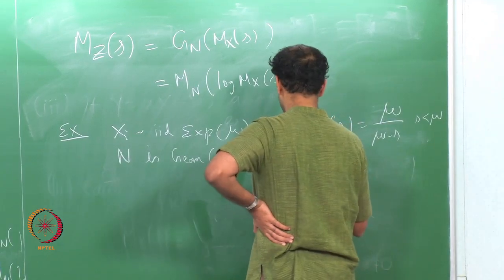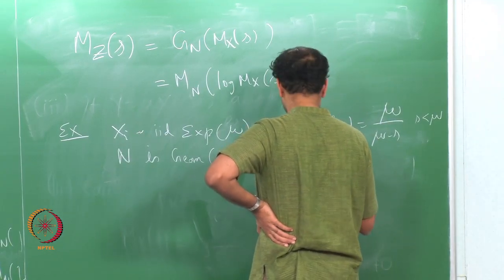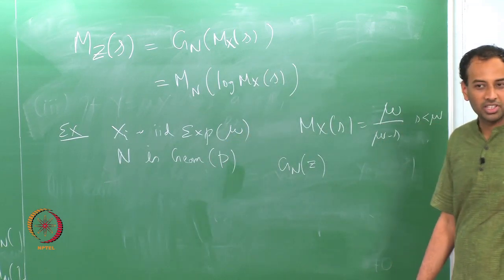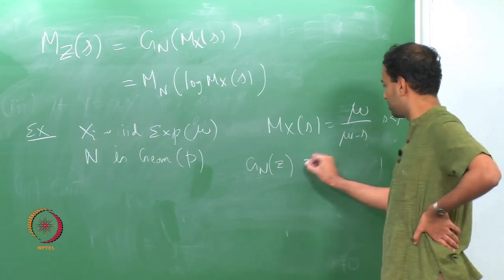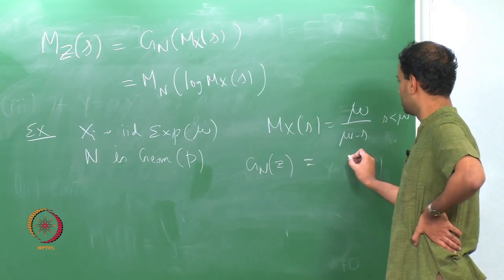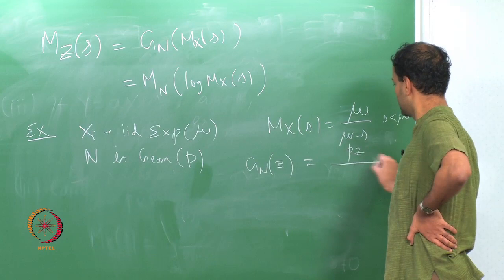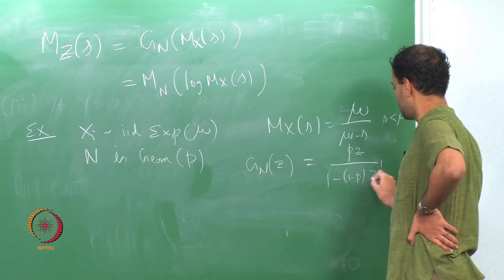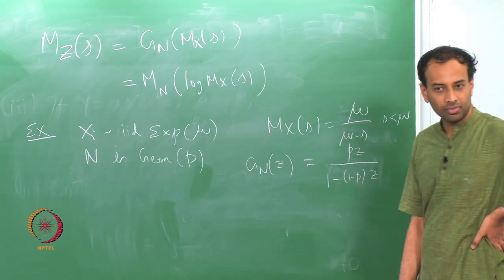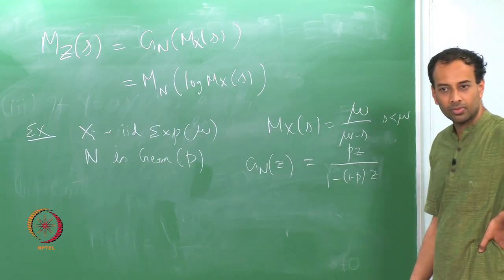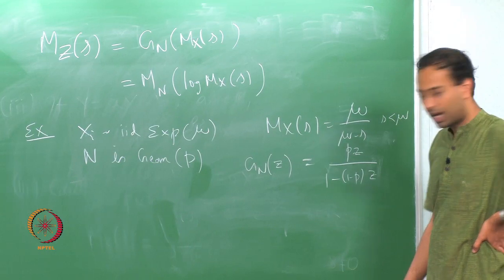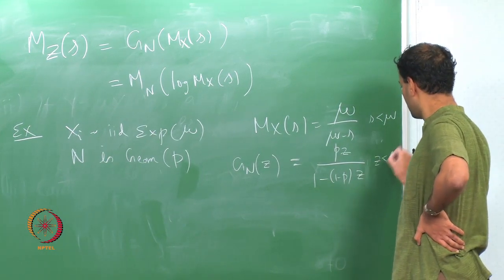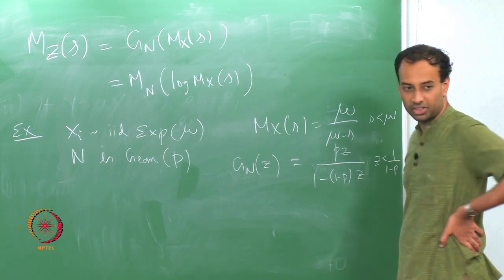And you have G_N. So G_N of z, if you like, is what I used. What is the PGF of this from the previous class? I had p z over 1 minus (1 minus p) z, is that right, correct? And this is valid whenever the argument is less than 1 over 1 minus p.